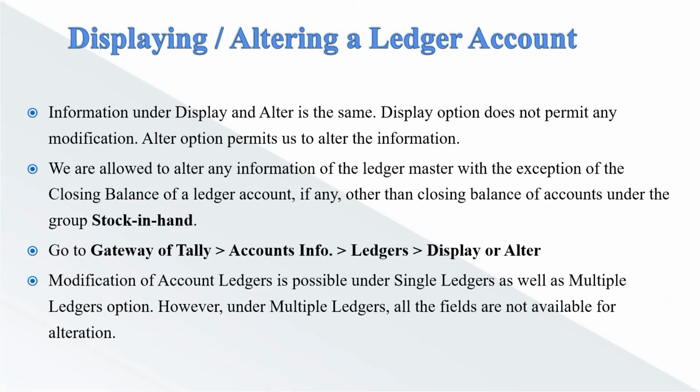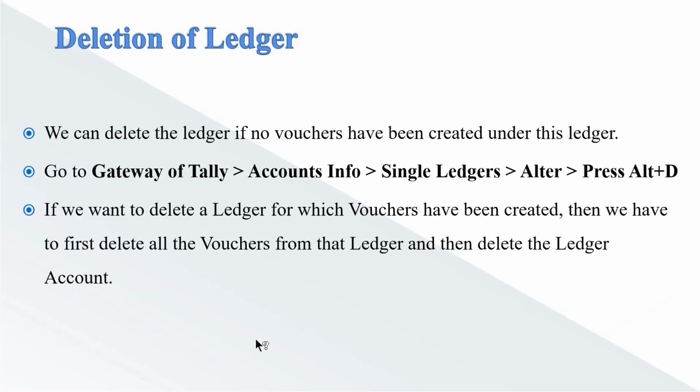Suppose we have to make changes to a particular field or parameter, in that case we have to go back to single, right? Now the last option, that is delete: how to delete a ledger in Tally. The delete option is not available, but we can delete using the single mode alter option. We can delete the ledger if no vouchers have been created under this ledger.